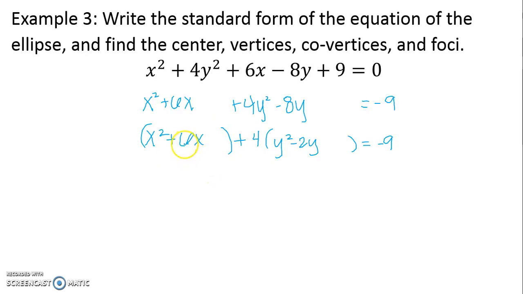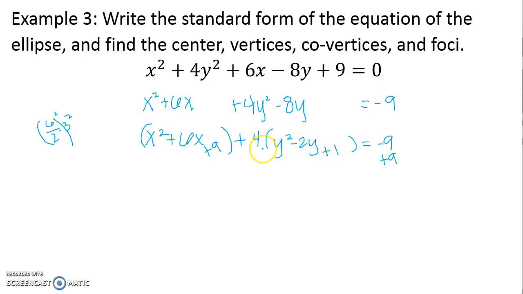So to complete the square, you're going to take that b and divide by 2. So 6 divided by 2 would be 3. And then I need to square that guy. So 9. So I'm going to add 9 on this side, and I'm going to add 9 on this side. Over here, negative 2 divided by 2 would be negative 1. Squared would be 1. So I added 1 to the left.